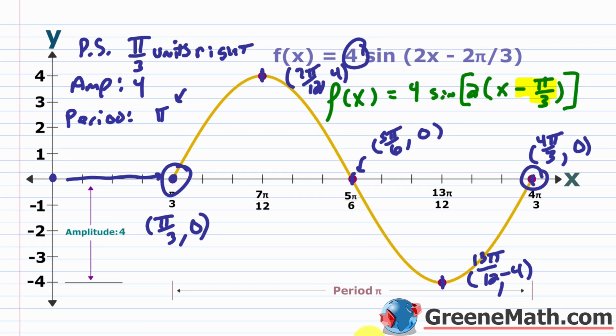Now, if you wanted to think about all the transformations that have occurred, some teachers will ask you for that. Basically, you can think about, okay, it's been vertically stretched by a factor of 4. It's been horizontally compressed by a factor of a half, right? So remember, it's 1 over b. Your b value here is 2, so 1 over 2 or a half, okay? This guy is basically running through a cycle in half the time. Your phase shift is going to be pi over 3 units to the right.